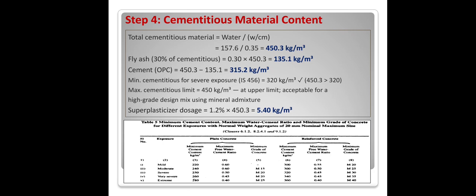We can check this against IS 456 minimum of 320 kg per meter cube for severe exposure. And since 450.3 exceeds that comfortably, it's okay. We can adopt the same. It's also right at the maximum cementitious limit of 450 kg, which is acceptable for a high grade mix using mineral admixture. Superplasticizer dosage at 1.2% of the cementitious content works out to be 5.4 kg per meter cube.